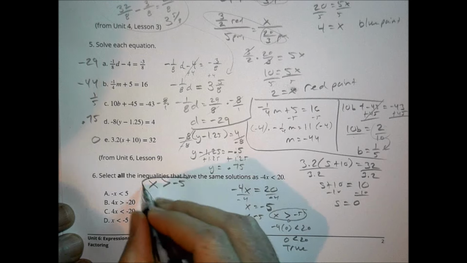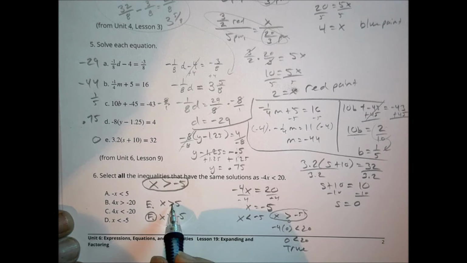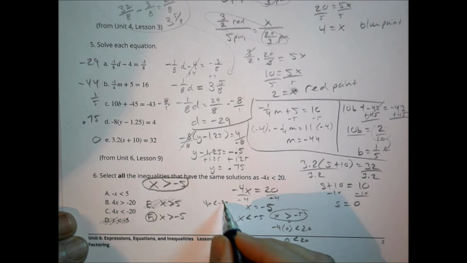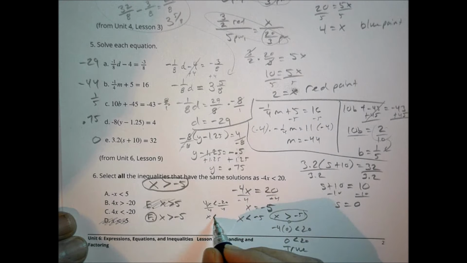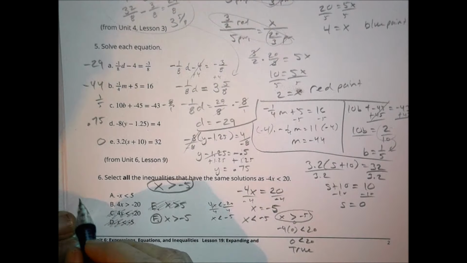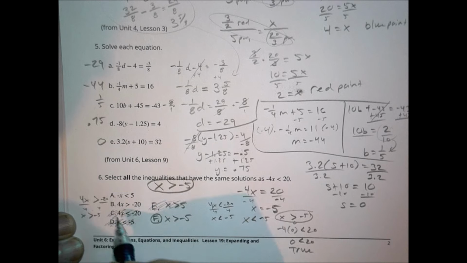So I know I'm looking for things that are the same as x is greater than negative 5. So already I know F is going to work because it's exactly the same. This is x is greater than 5, so E is not going to work. This is x is less than negative 5, so D is not going to work. For this one here, 4x is less than negative 20. If I divided both sides by 4, that'd be x is less than negative 5. Again, I want x greater than, so C is not going to work. For this one, B, if I did 4x greater than negative 20 and divided both sides by 4, that gives me x is greater than negative 5, which is what I want.